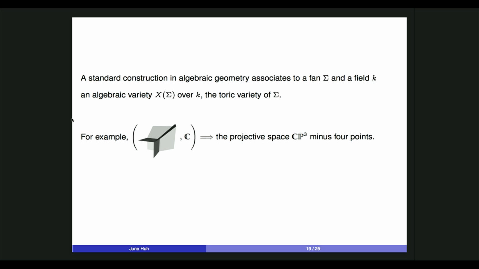CP3 minus 4 points. So I have to delete 4 points because I don't have those 4 vacuum, so those 4 big regions are empty in my picture of my fan.